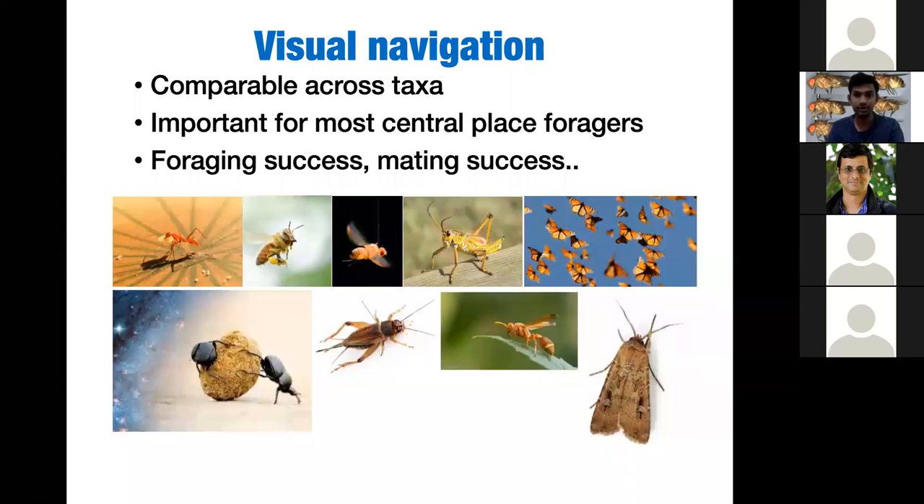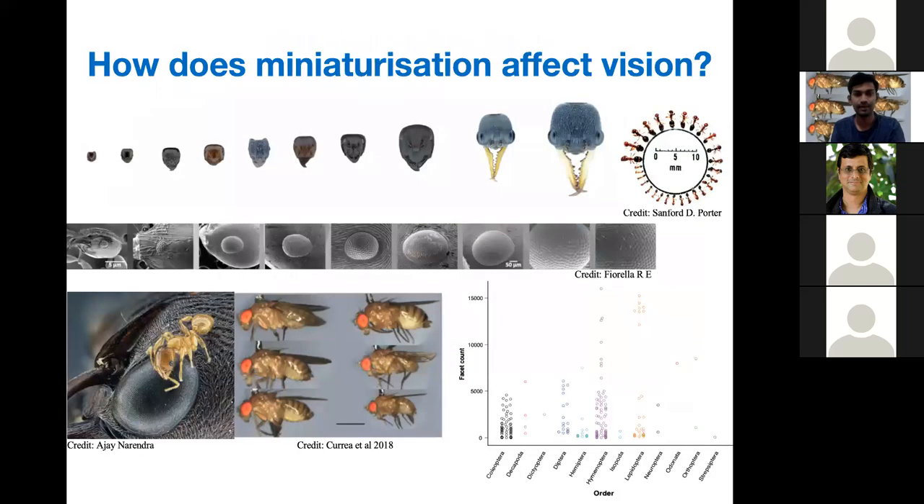In addition to all of this, this is a behavior that is really important for success in foraging and mating for a lot of insects. So we think quantifying and understanding how miniaturization affects visual navigation would be able to answer that question, or test the hypothesis that has been proposed. But before we understand how it affects visual navigation, we need to understand how miniaturization affects vision.